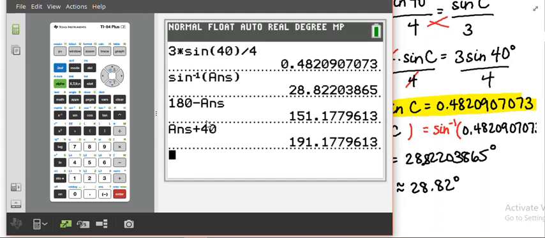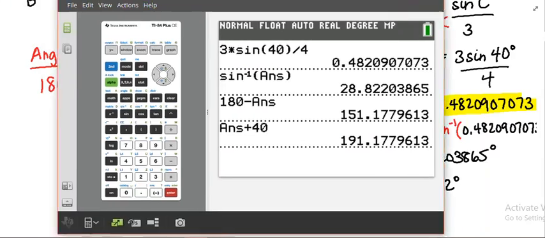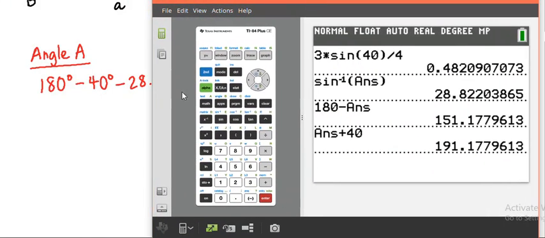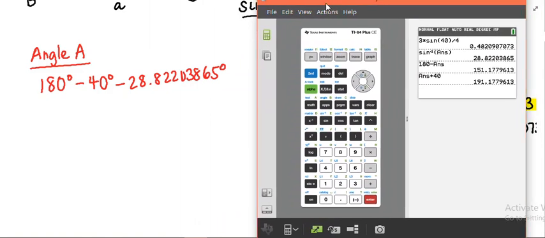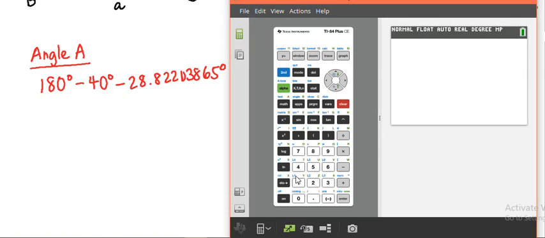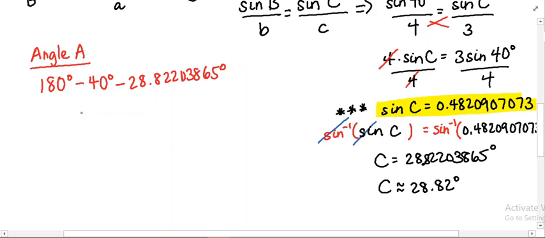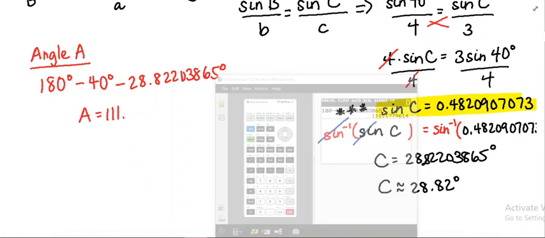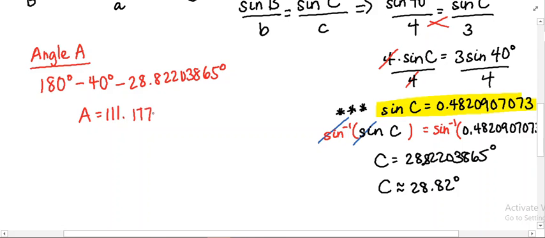All right, so if we compute this for angle A, it's just an easy subtraction here. Let me fit this in the screen for you. We're going to get 180 minus 40 minus this 28 and change number. So here is angle A. A is 111 degrees, and I'll write this down, 17796.